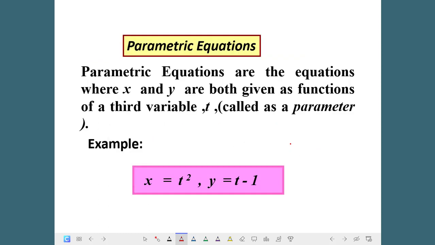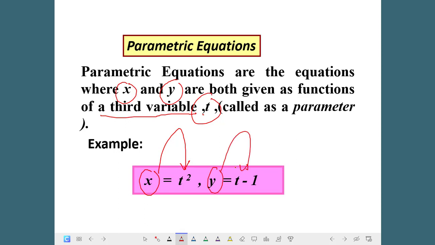And then what are parametric equations? Parametric equations are equations where x and y are both given as functions of a third variable, that is, a parameter. Example: x equals t squared, y equals t minus 1. x is in parameter t, y is in parameter t.